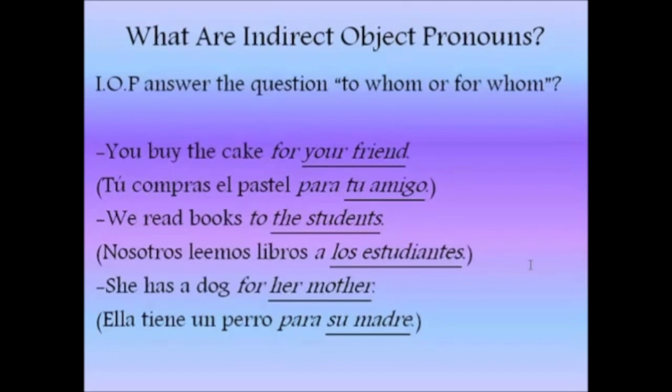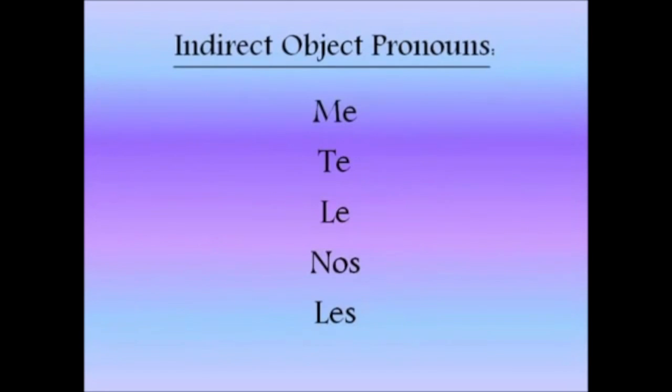So let's talk about what pronouns are. Pronouns are words that replace regular nouns. So while the underlined words here are the indirect objects, our indirect object pronouns are me, te, le, nos, and les. So me would take the place of the word me if I was the indirect object. Te would replace the word you. Le replaces any singular noun.